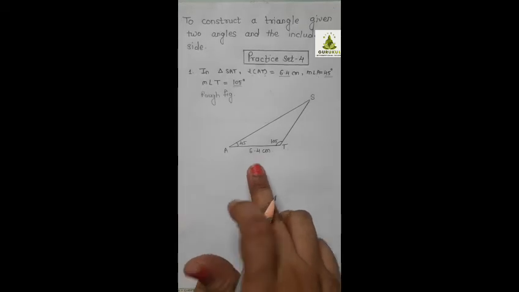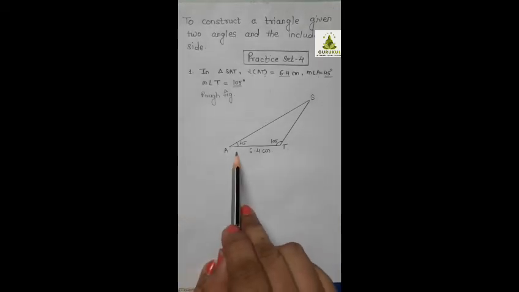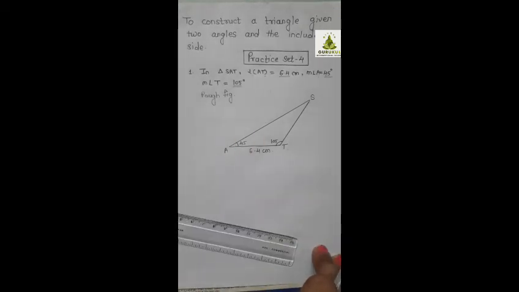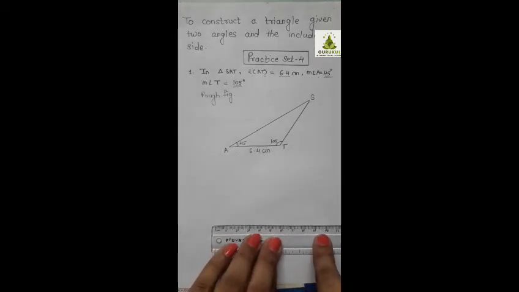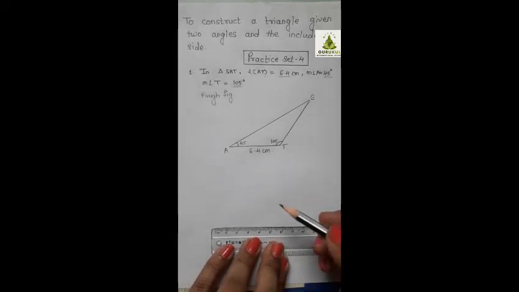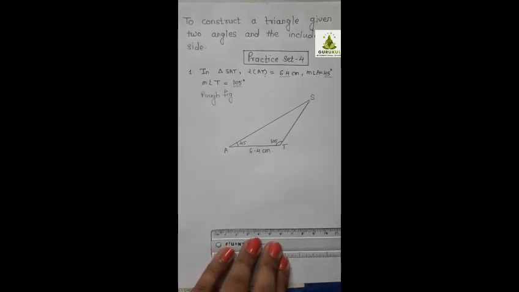Okay, now let's proceed. First of all, we have to draw the base of the triangle, that is segment AT, which is of 6.4 centimeters. So draw the segment of 6.4 centimeters.